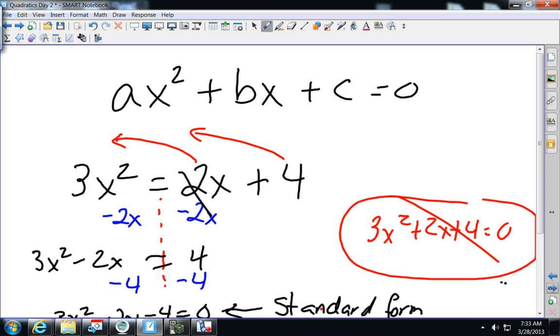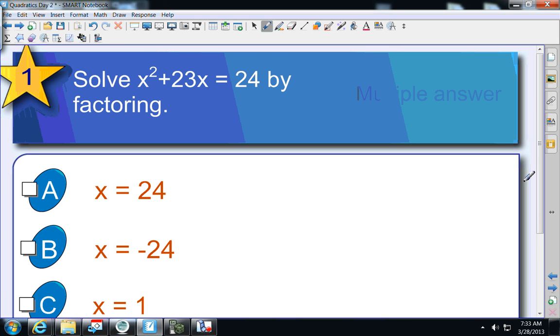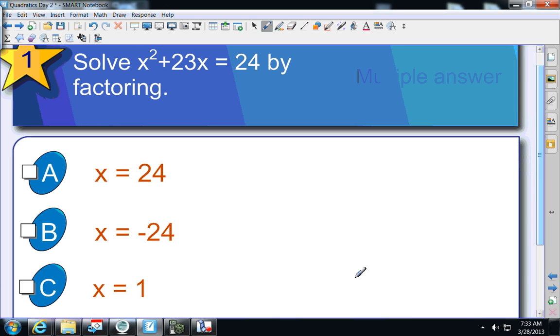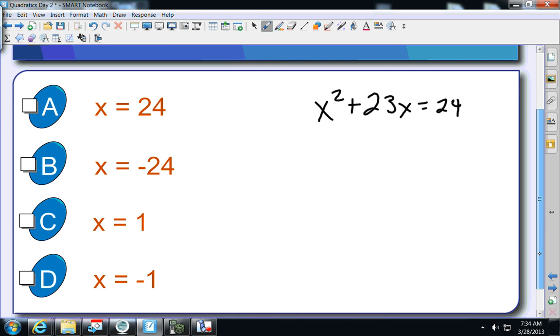All right, I'll move it. Let me write the problem right here. x squared plus 23x equals 24. All right, and there are your answer choices.